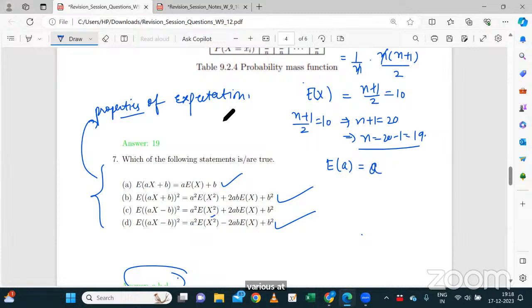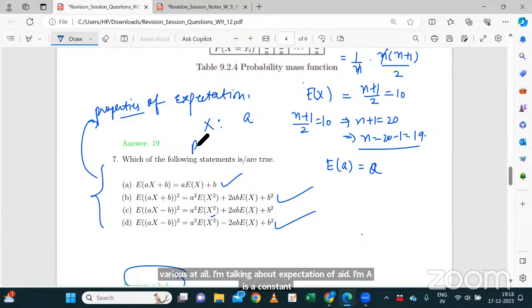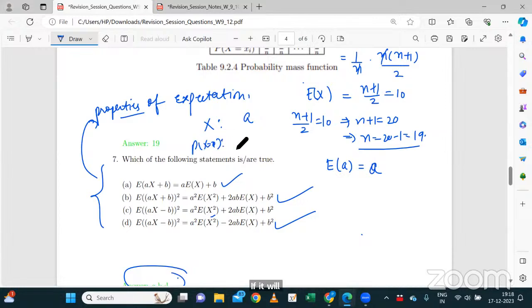How will I show you? Suppose X is a random variable taking only one value, A. What will be the probability? 1. And what is the expectation of X? A into 1. Right? So now, got it? The expectation of any constant is nothing but that constant. Now, what about the expectation of A into X?